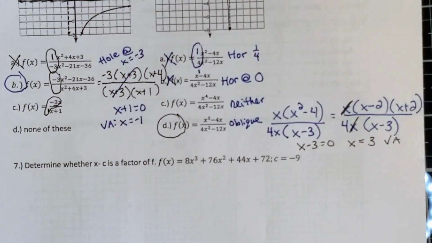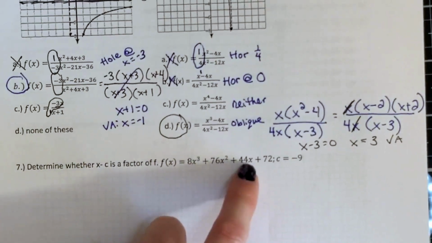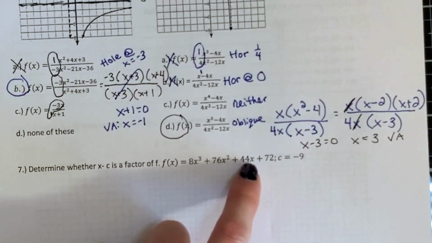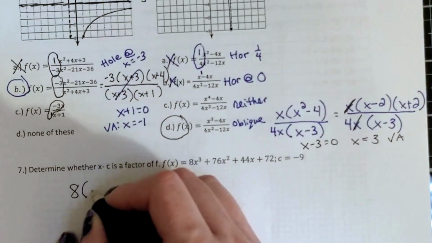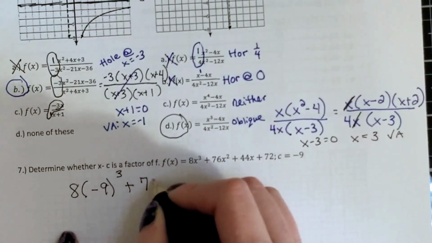Okay, question number 7. Determine whether x minus c is a factor of f. And they give you a big long equation, and then they give you c equals -9. So all you have to do is take your -9, plug it into your x's. If it equals 0, it's yes. If it doesn't equal 0, then it's no. So if you know what you're doing, this problem is one of the easier ones on the test.